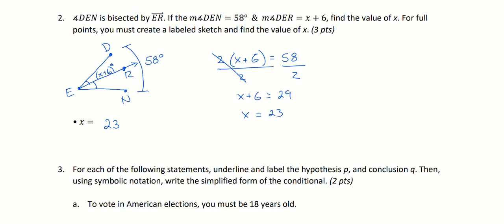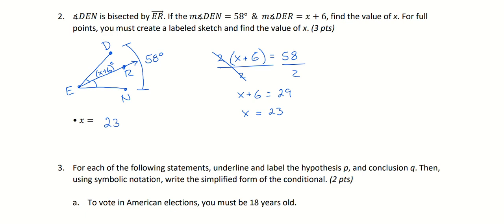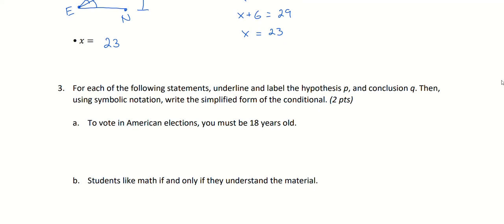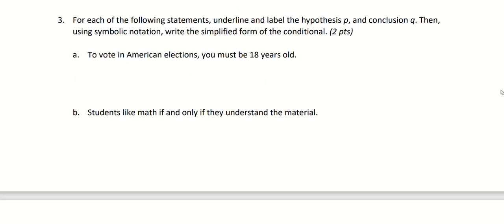When doing a proof, what is the thing on the right side called? Justification. Yep. Okay. So for this one, I give you statements and I'm just asking you to identify a hypothesis and a conclusion. We're just going to use P's and Q's. As we read this, to vote in American elections, you must be 18 years old. That is a true conditional, even though I don't use the word if and then.